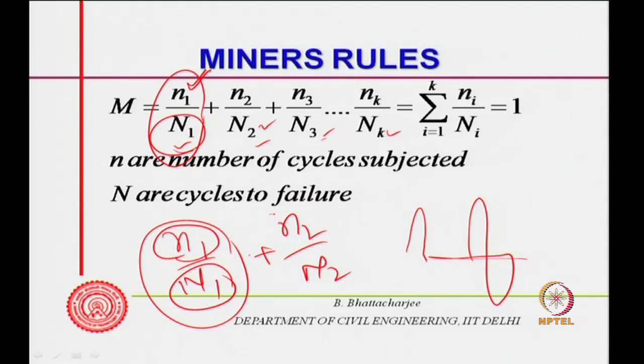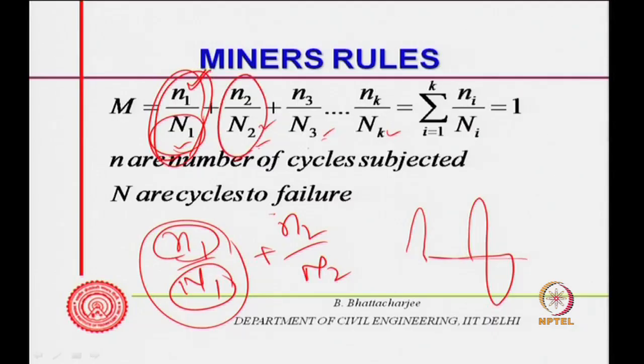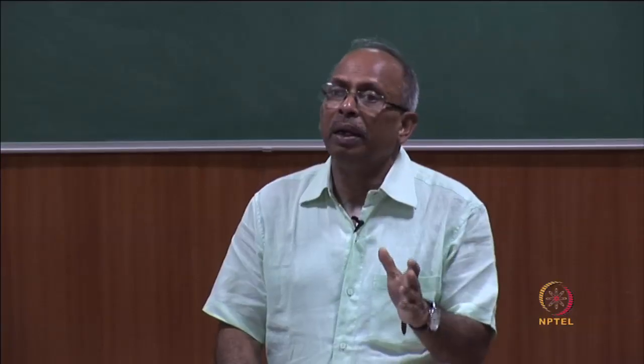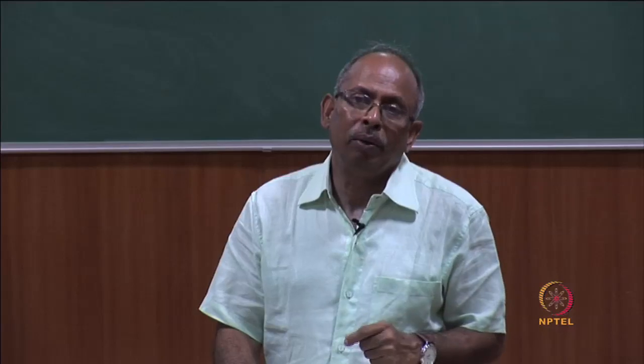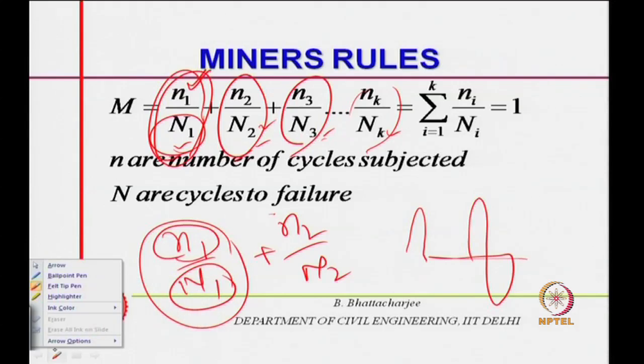So we can accumulate the damages. This is a damage, this is another damage, and this is another damage in another stress, and so on. As long as the total fraction of damage is less than 1, there is no failure. The moment it is 1, the failure would occur. This is Miner's rule. So when cumulative damage equals 1, the failure would occur.